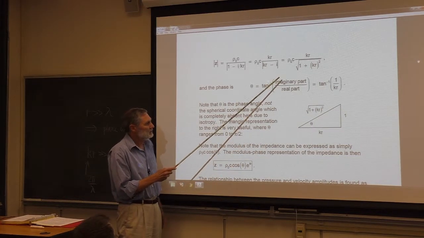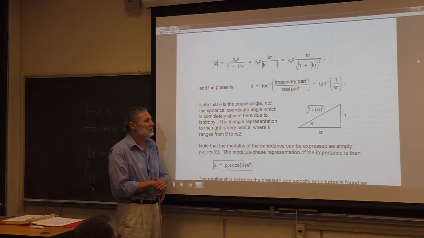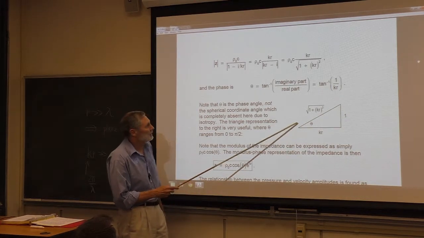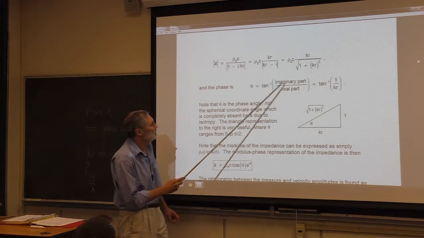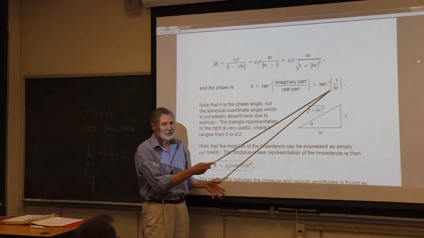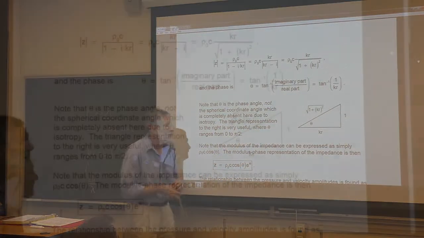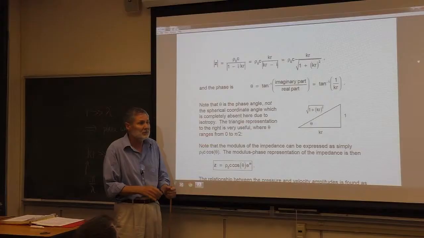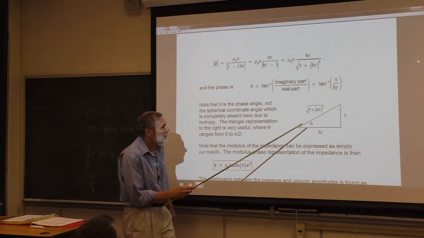We're going to be dealing with spherical waves a lot. And there's a nice simple triangular construction here that allows you to get these quantities. You'll notice theta is a function of r, right? The phase here. And theta is the phase between the particle velocity and the pressure, because it's the phase of the impedance. So it's the phase angle. They're not in phase anymore. It's only in phase for the plane traveling wave.